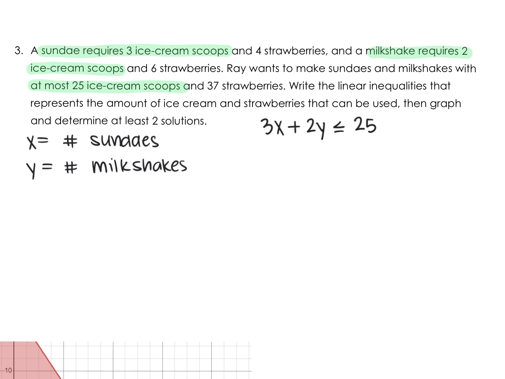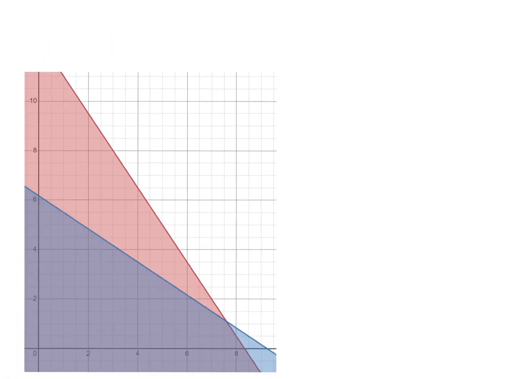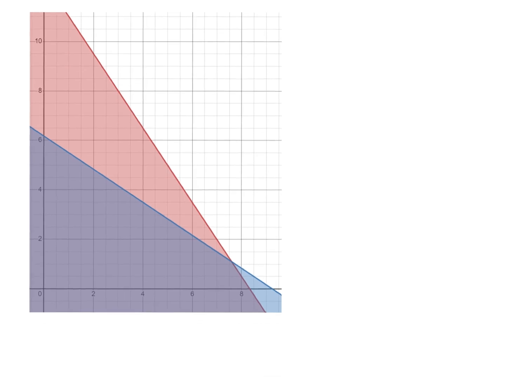My second piece of information is based on my number of strawberries. So we have 4 strawberries for a sundae, 6 strawberries for a milkshake, and at most 37 strawberries. So that tells me 4x plus 6y has to be less than or equal to 37. So I've gone ahead and already graphed our inequality. In this case, my solution region, which is my dark area, falls anywhere in this region. So I can pick any 2 points in that region.